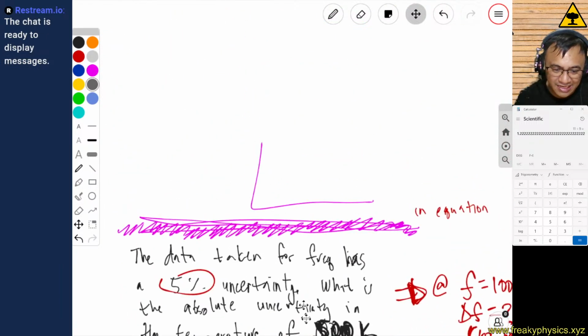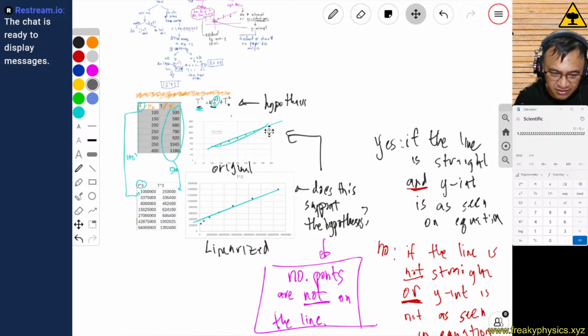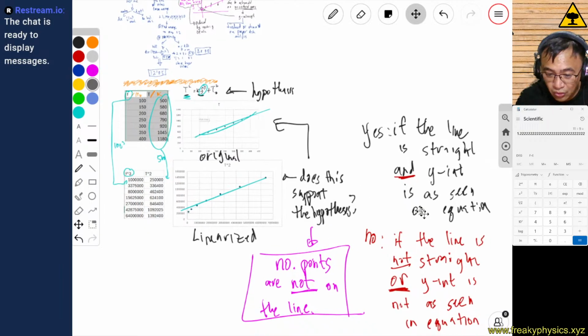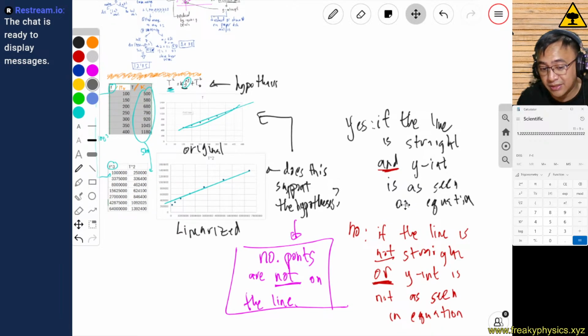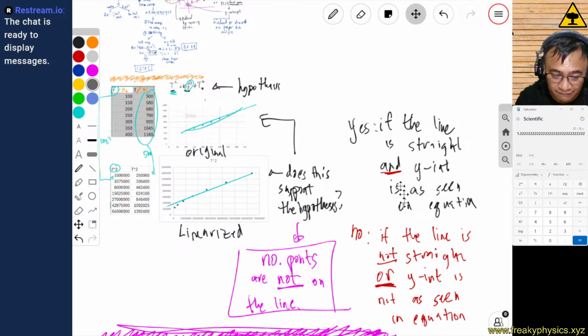And the last one here is when you're graphing, you must have a straight line in any of your graphs, whether it's the original graph or the linearized graph. If none of them follow a straight line, or you don't have a y-intercept that matches the equation, then no, you do not have a correct hypothesis. If they match, then you do have a correct hypothesis. Okay. All right. So that's the summary of that. Hopefully you learned something, or if not, you have reviewed something here.